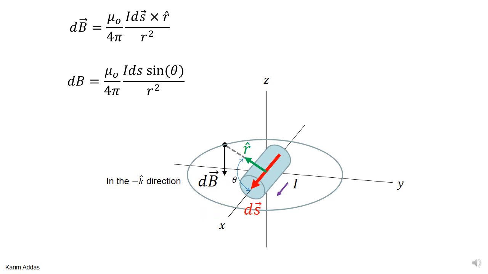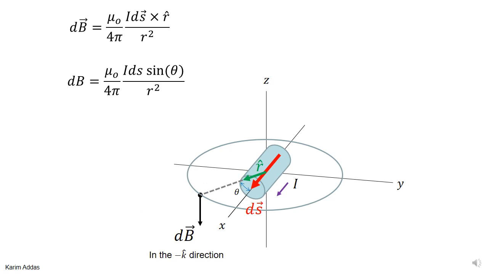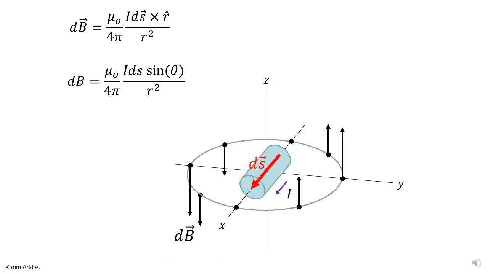And if you go further to 270 degrees, it gets bigger, and it's bigger in the minus k hat direction. When you go more between 270 and 360, it gets weaker until you get back to 0 degrees and it gets 0 again. So this is what the magnetic field looks like at different points if you go along a circle around the element of length. So it's much more complicated than it is the case for the electric field due to a point charge. This is much more complicated because of this cross product.